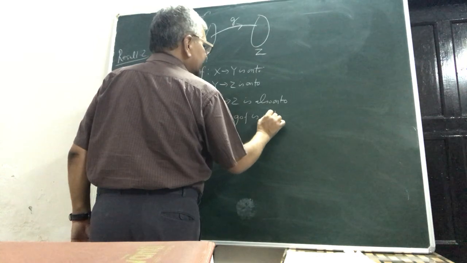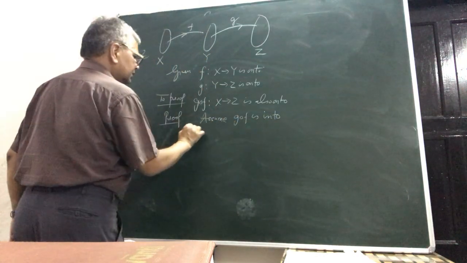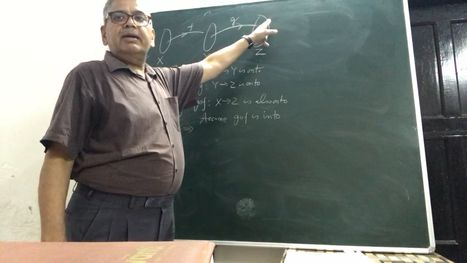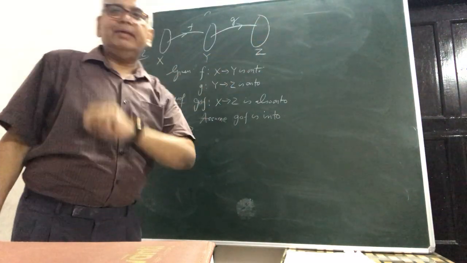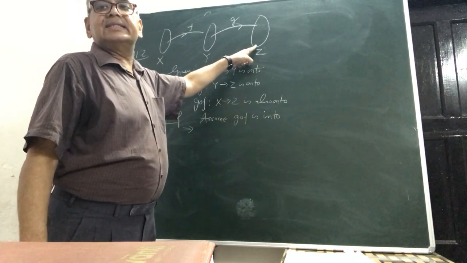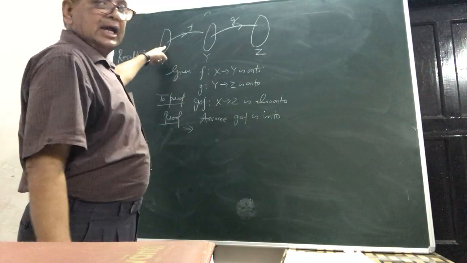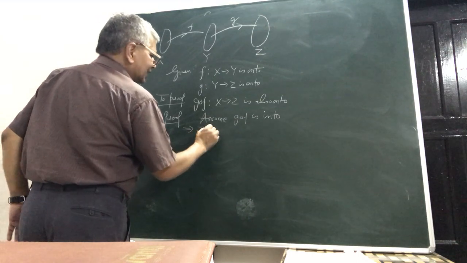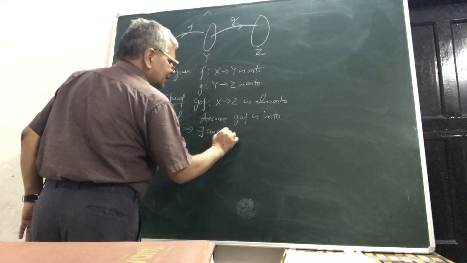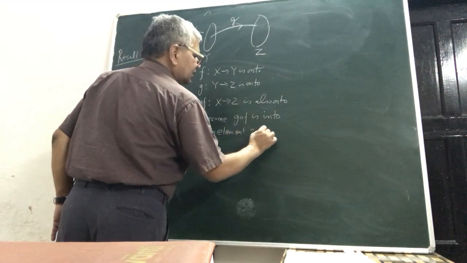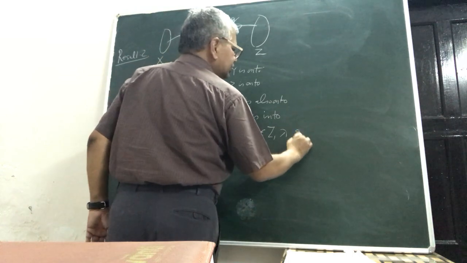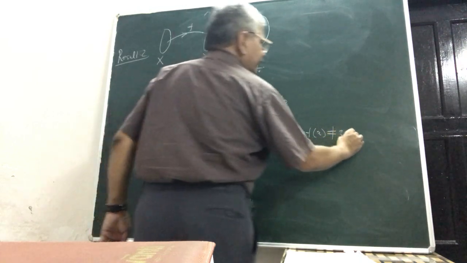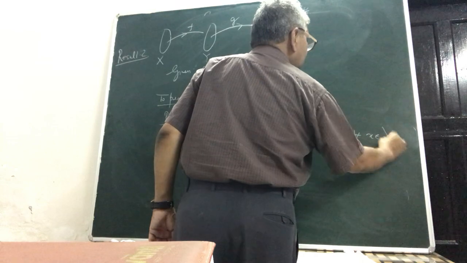If it is not onto, it is an into function. This implies that there exists some element in the set Z, at least one element will certainly exist in Z, which is not the image of any element under g o f, under the composition function. That is to say, there exists an element z naught belonging to Z such that g o f of x is not equal to z naught for every x belonging to capital X.